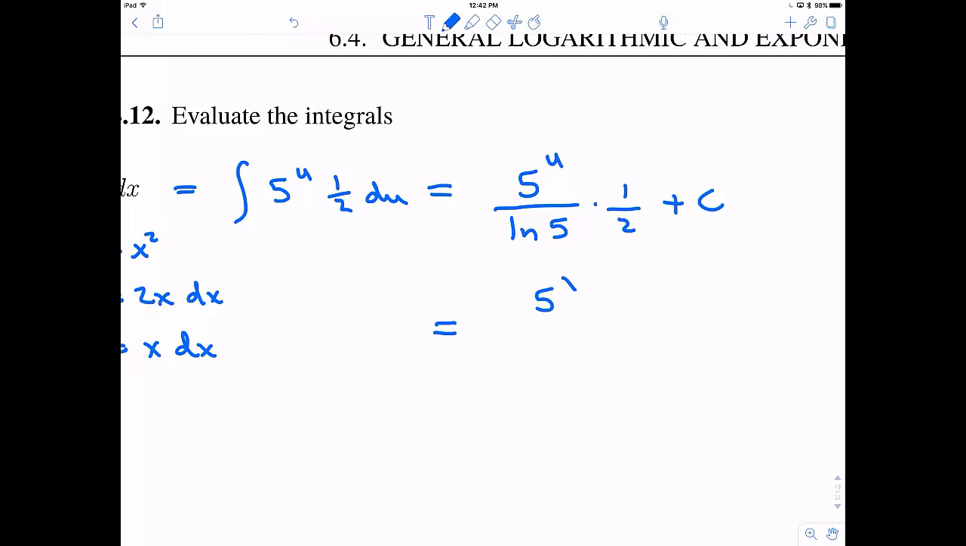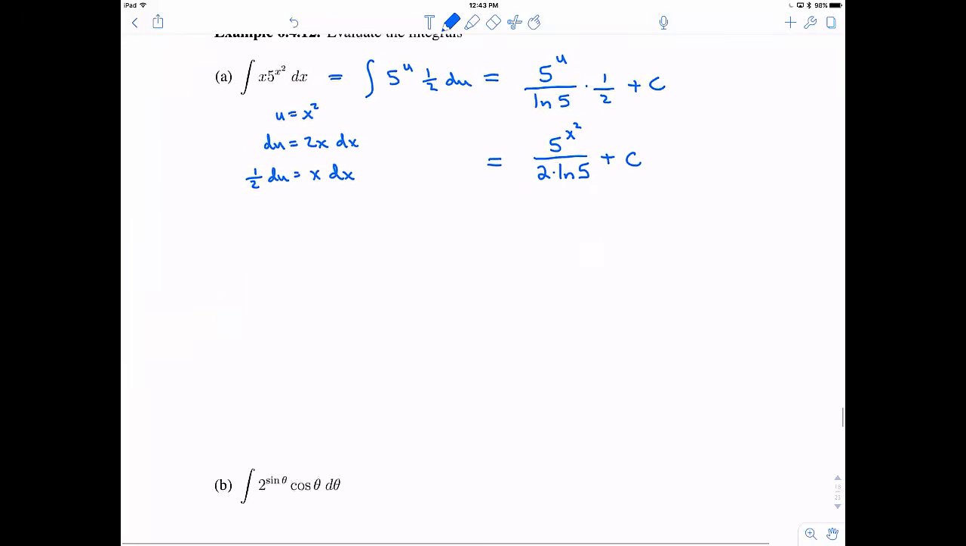So now I can rewrite this as 5 to the x squared. Let's combine these things. Let's make it 2 times the natural log of 5, plus c. All right, and there's my final answer.